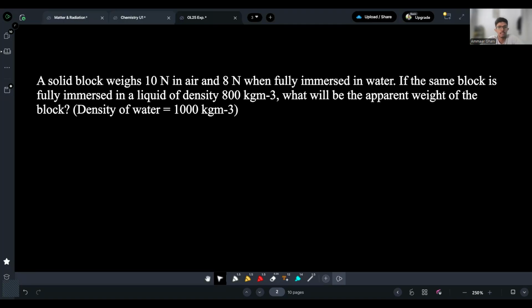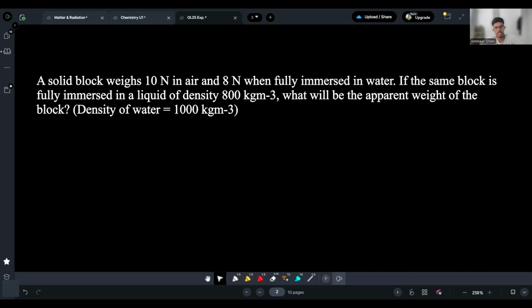So the question is, a solid block weighs 10 Newton in air and 8 Newton when fully immersed in water. If the same block is fully immersed in a liquid of density 800 kilogram per meter cube, what will be the apparent weight of the block? Density of water is 1000 kilogram per meter cube.